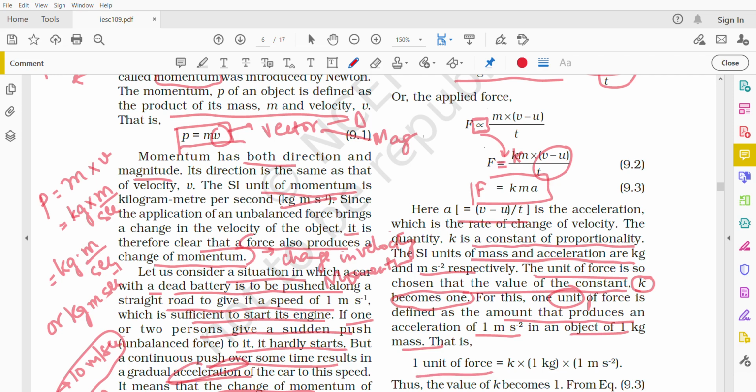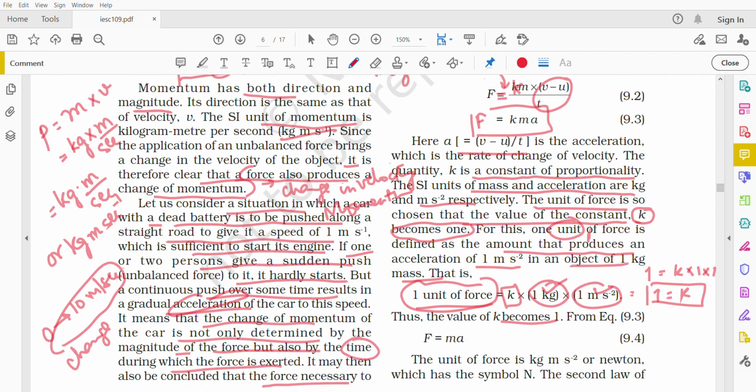So 1 unit of force is equal to k into mass, which we take as 1, and acceleration, which we also take as 1 meter per second square. Thus the value of k becomes 1, isn't it? It will be 1 equal to k into 1 into 1, so 1 will be equal to k. That is how the value of k becomes 1. If asked how you can make the constant of proportionality 1, you state that k will be 1 when we take 1 unit of force, with mass 1 kilogram and acceleration 1 meter per second square.